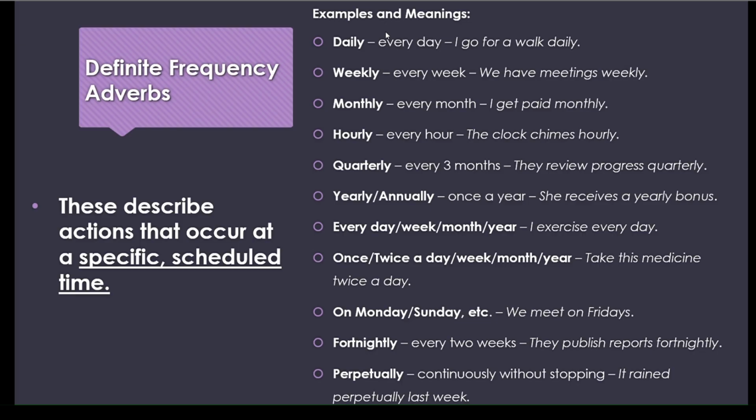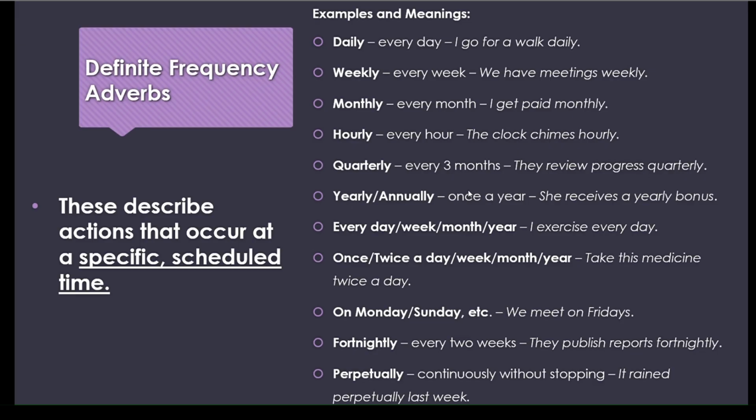Daily means every day. Example: I go for a walk daily. Weekly means every week. We have meetings weekly. Monthly: I get paid monthly. Hourly, every hour. The clock chimes hourly. Quarterly, every 3 months. They review progress quarterly.